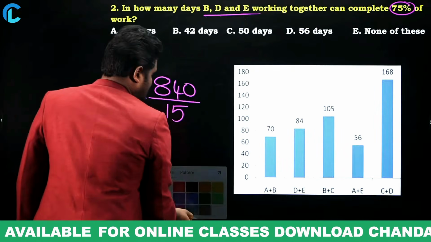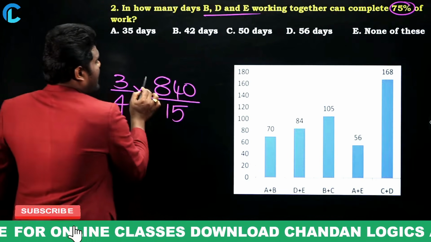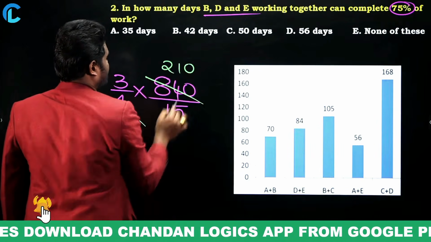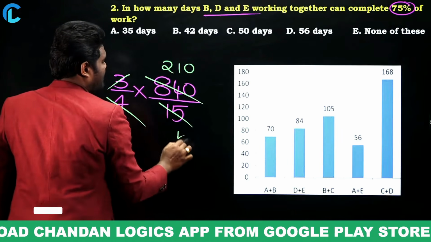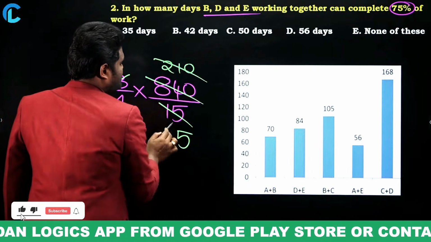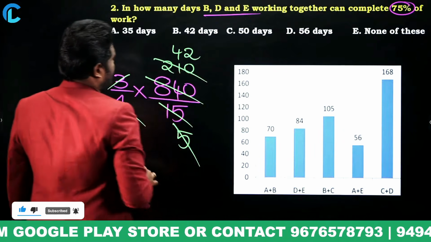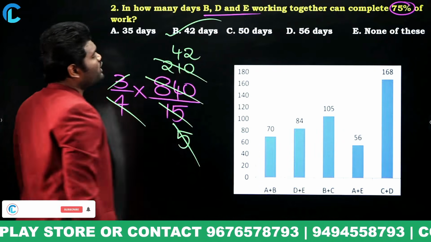Now just to simplify this. If we simplify this, what happened? 840 cancels in 4. How many times? It cancels 210 times. 15 cancels in 3. How many times? 5 times. Now 210 cancels in 5. How many times? 42 times. Next 5 2 times. Yes. So the answer for this question will be 42 days.